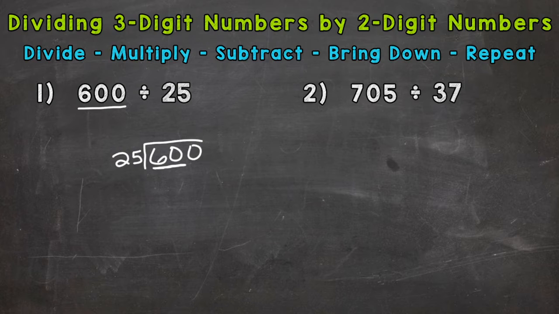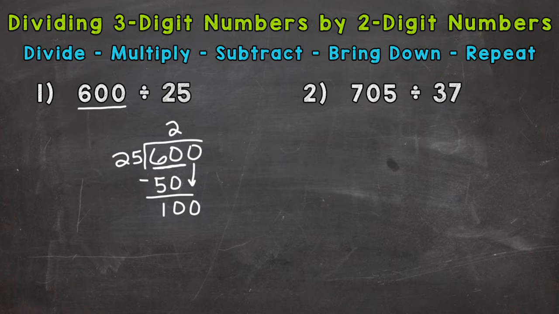How many whole groups of 25 can we pull out of 60? Well, we know 2 times 25 is 50. Okay, so pretty close there. And if we were to do 3 times 25, that's 75. So that's too much there. So we can pull 2 whole groups of 25. So that was our divide step. Now multiply. 2 times 25 is 50. Then we subtract. And we get 10. Bring down our next digit, which is a 0, and we have 100 there.